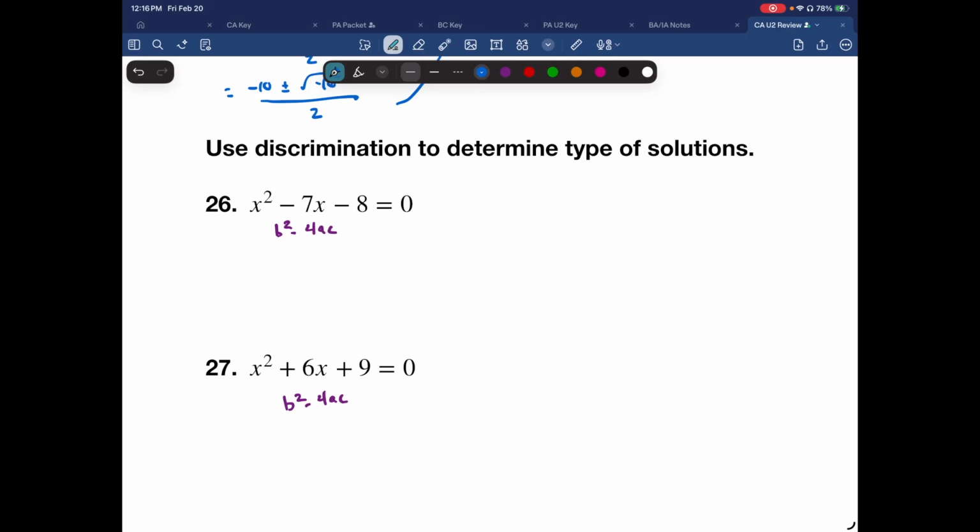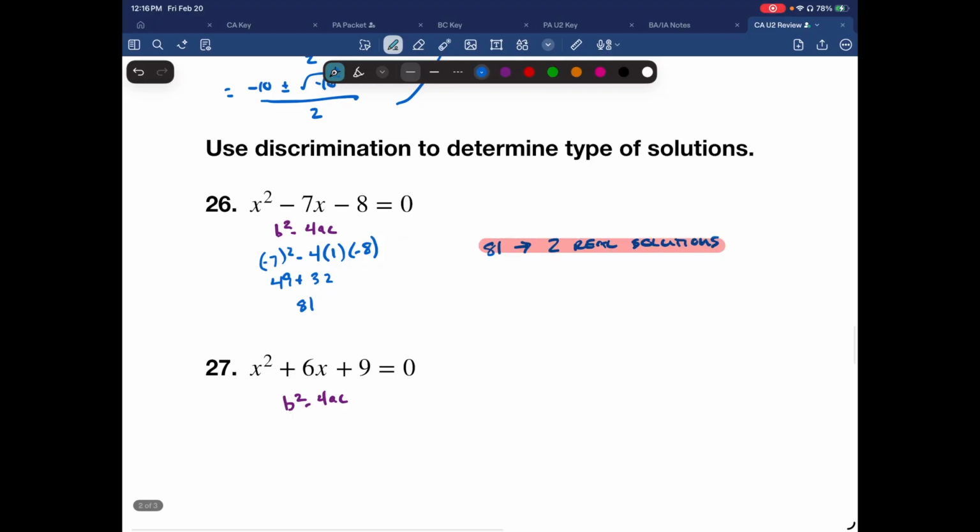Okay, so b squared, that's going to be negative 7 squared minus 4. A is 1, c is negative 8. All right, so it's going to be 49 plus 32. All right, so it's going to be 81. Okay, so 81, and because it's positive, that means I'm going to have 2 real roots, or 2 real solutions. Okay, that's what I'm looking for.